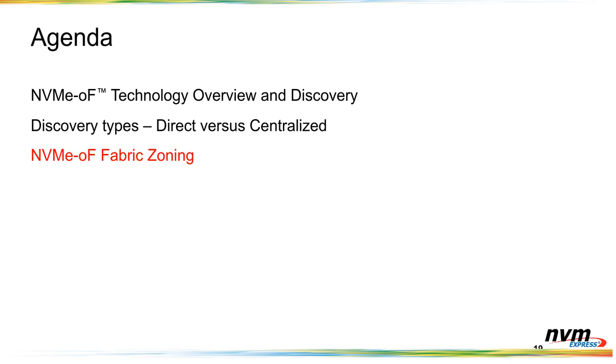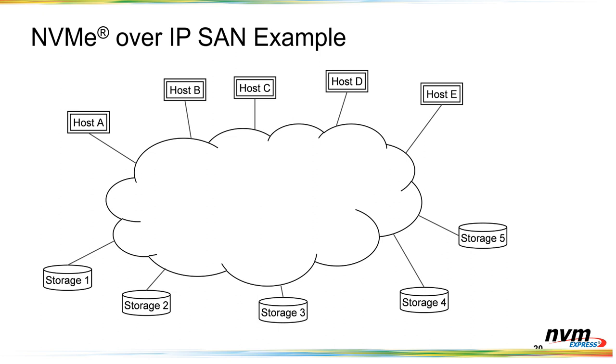Thank you, Curtis. So let's discuss a little bit about the zoning part. Both Eric and Curtis explained how the introduction of the centralized discovery controller simplifies the problem of discovery. We have this exemplary IP SAN, a set of M hosts and storage devices. And in this configuration, using a centralized discovery controller makes it simpler for the host to discover all the storage that is present in a fabric.